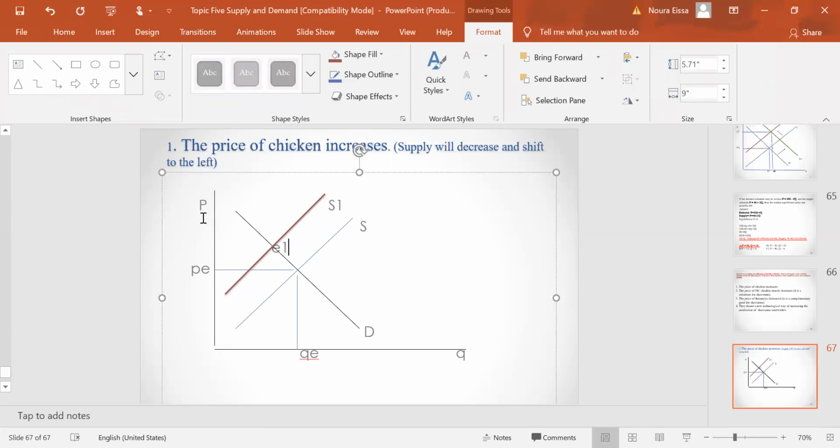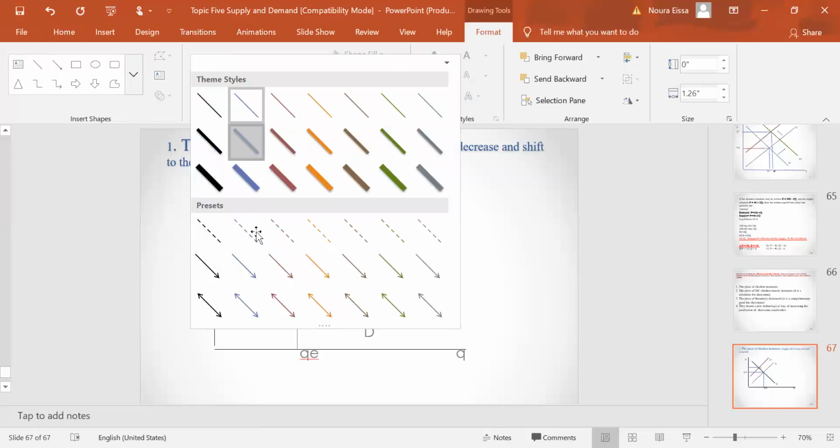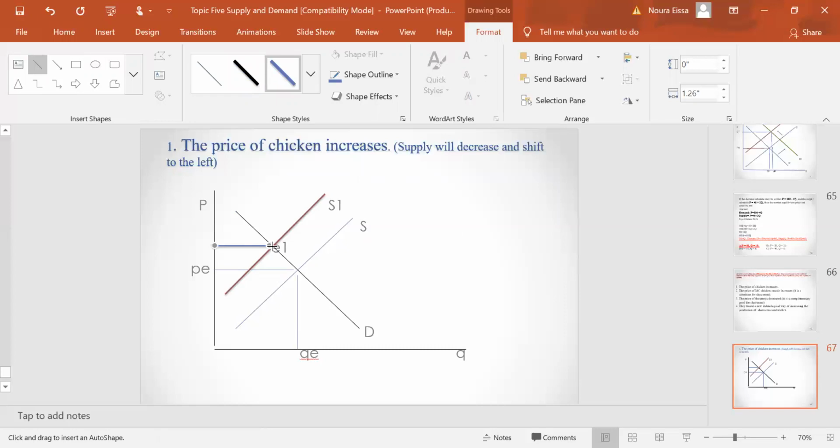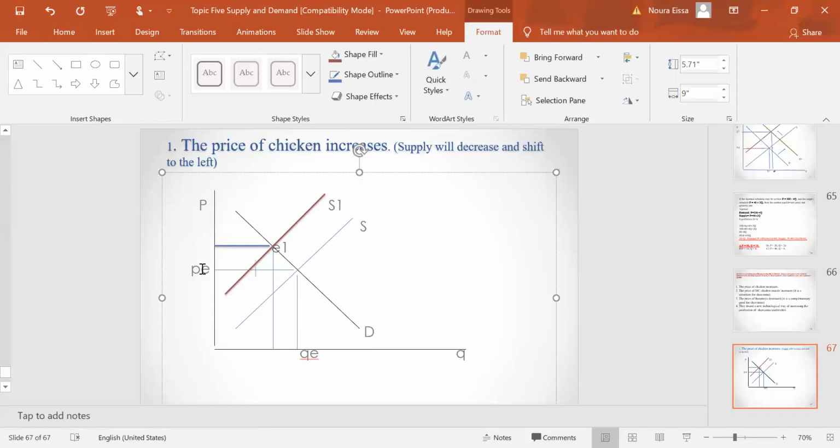And this is your new equilibrium. Where is your new equilibrium price? Right here. And this is your new, all right, and let's label the new equilibrium. This is going to be the new equilibrium, QE1, and this is price E1.